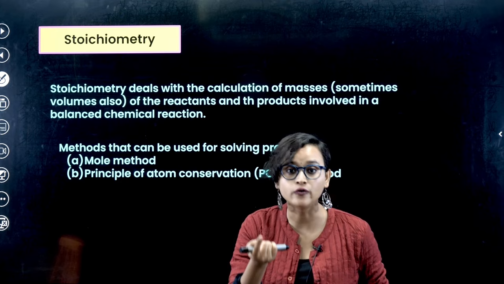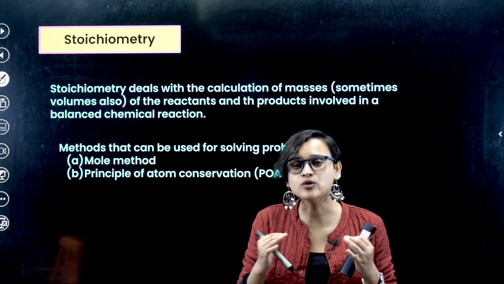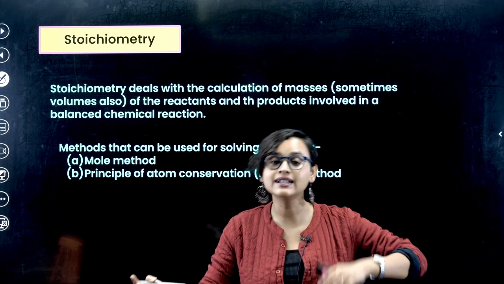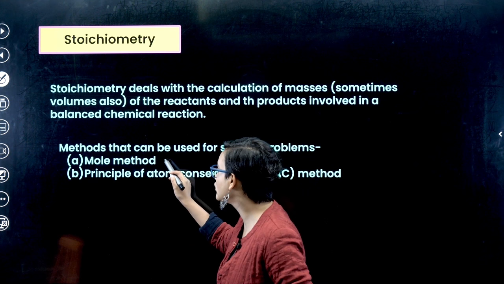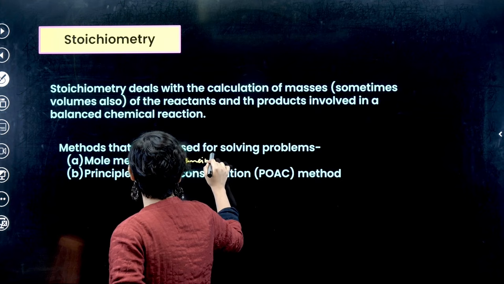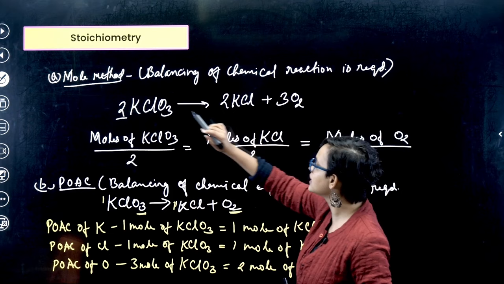Of what are you calculating the masses and the volume? Of the reactants and the products that are involved in a chemical reaction. And is the chemical reaction supposed to be balanced? Absolutely, yes. Especially in case of mole method, balancing is required, right? In the POAC case, balancing is not required. In the mole method, yes, you need a balanced chemical reaction.